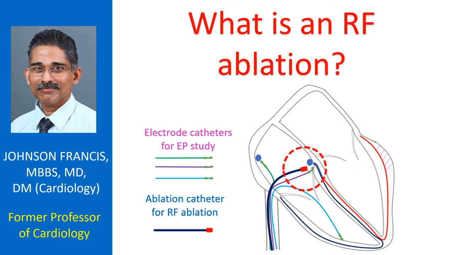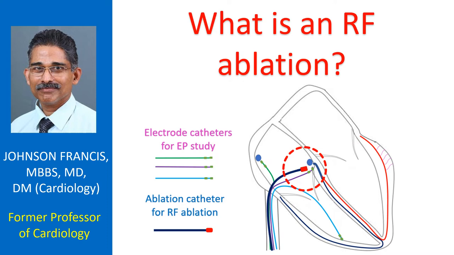RF ablation is short form for radiofrequency ablation. A more complete term with respect to the treatment of heart rhythm disorders is radiofrequency catheter ablation. RF ablation uses very high frequency electrical energy in the range used for radio transmission. While the energy is radiated as radio waves in radio transmission, in RF ablation, it is delivered to small regions of the heart using specialized wires known as ablation catheters.